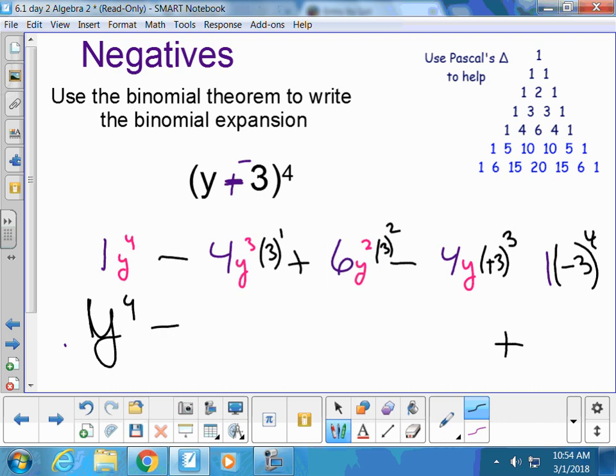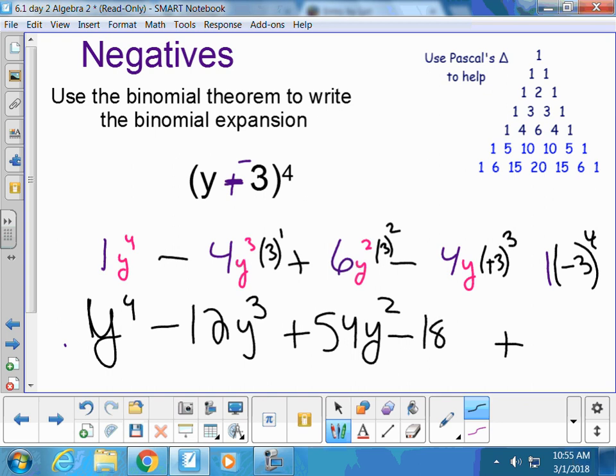My second term, I'll have to multiply the 4 and the 3. It'll be a 12. My third term will be a 6 times 3 squared, so 6 times 9 is 54. My next term is 4 times 3 cubed, so that's 4 times 27. I need your help on that one. 4 times 27. 108. 108. And then my last term, 81.